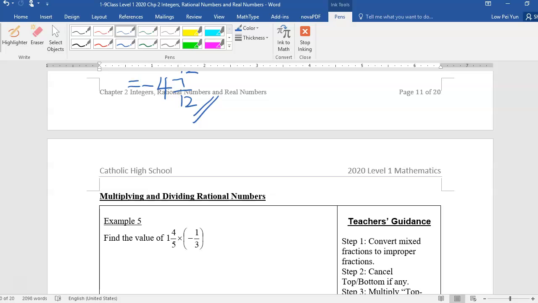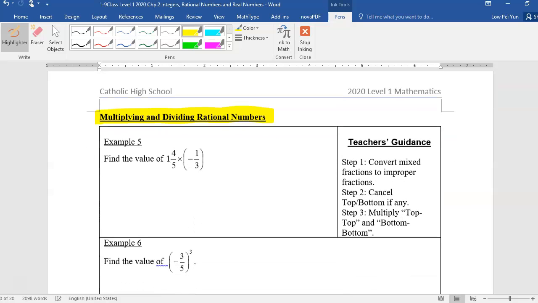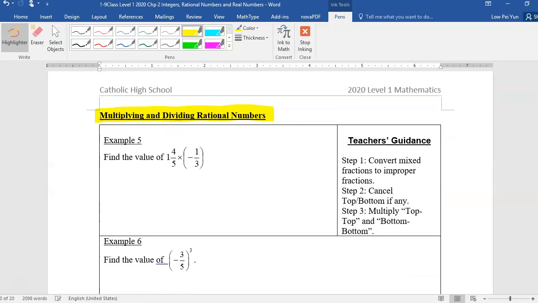Now we are going to look at multiplication and division of rational numbers, both positive and negative. So we have Xavier. Okay, so like addition and subtraction, we are going to change to improper fraction. What will I get? 9 over 5 times negative 1 over 3. Can I do cancellation? 9 becomes 3, 3 becomes 1. Then what do we have?